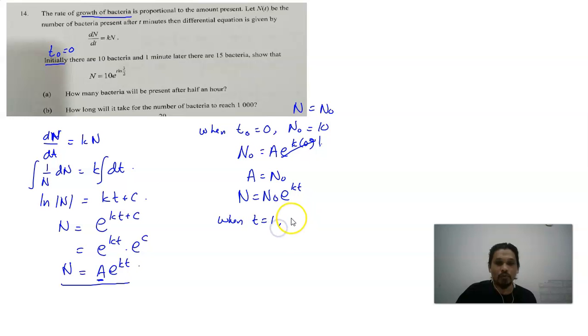And 1 minute later, when T equals 1, the current number of bacteria is 15. The initial is 10, the beginning of the experiment N is 10. After 1 minute, the number increases from 10 to 15, meaning there are an additional 5. So the current number of bacteria, 15, equals N naught e power of K with T equal to 1. N naught equals 10 here.